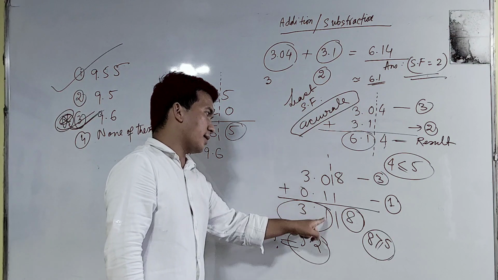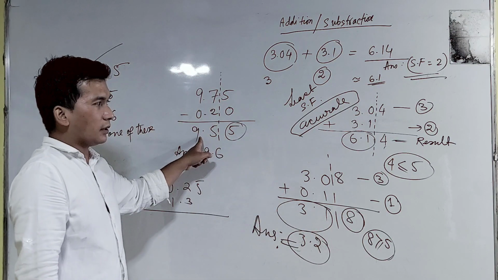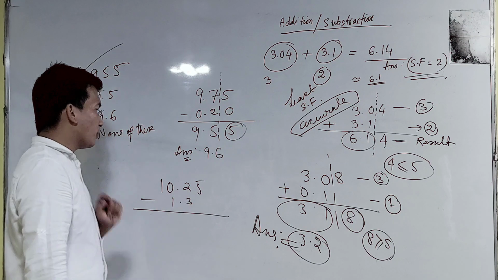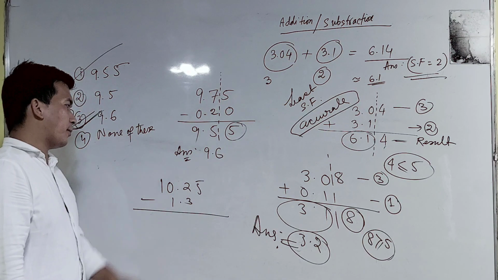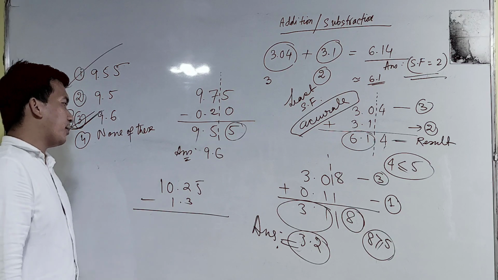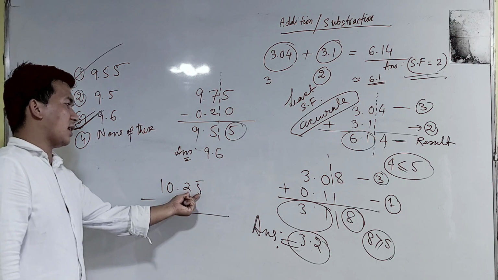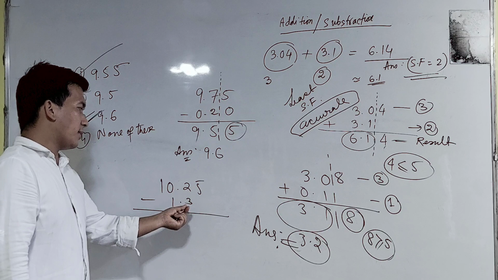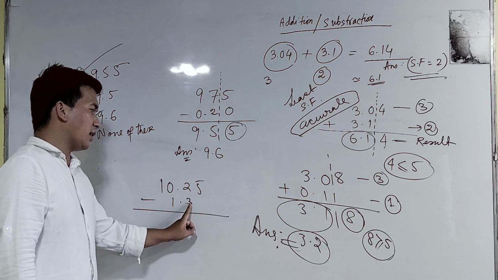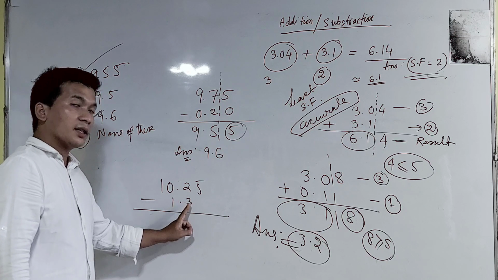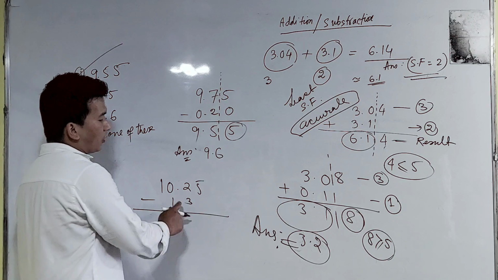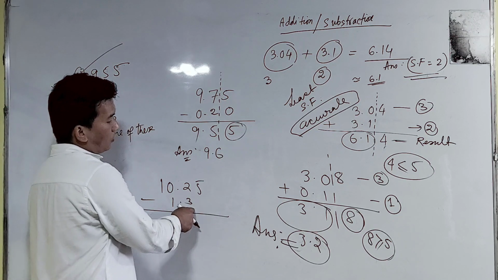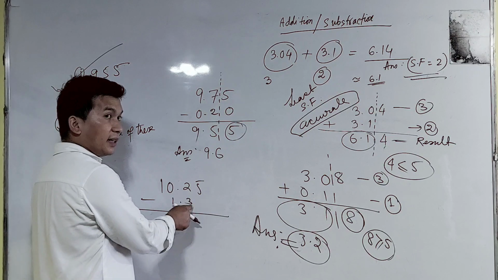Just in this example and in this example, you just look at the digits after the decimal point. The first number has 2 digits after the decimal point, the second number has 1 digit after the decimal point, so we are going to mark the boundary after the end of the least.